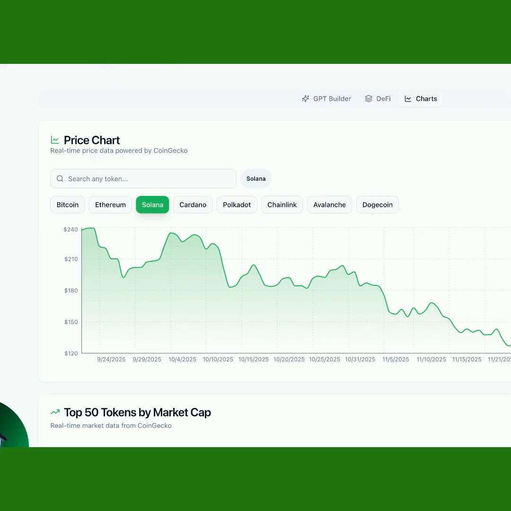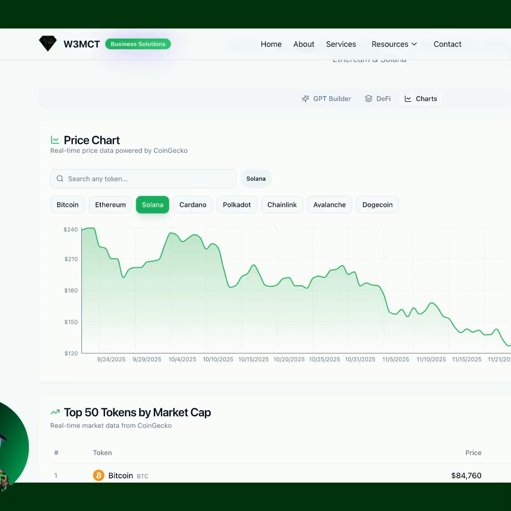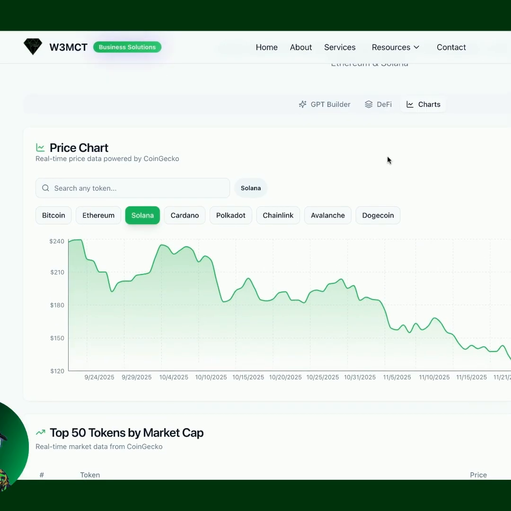So this is for informational and educational purposes only, and we're just going to go over this analysis of the Solana chart. Currently Solana is at roughly $100.54, down 47% in the last 90 days. So let's go over a quick detailed explanation.